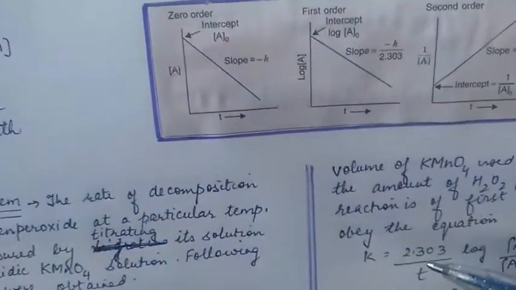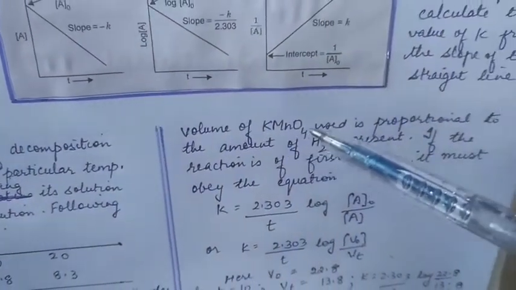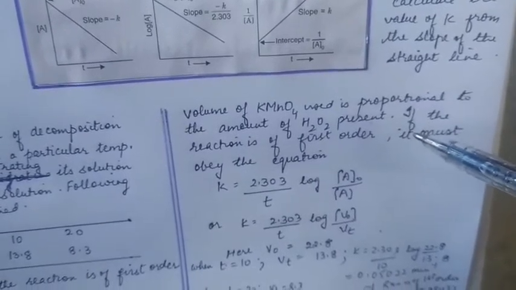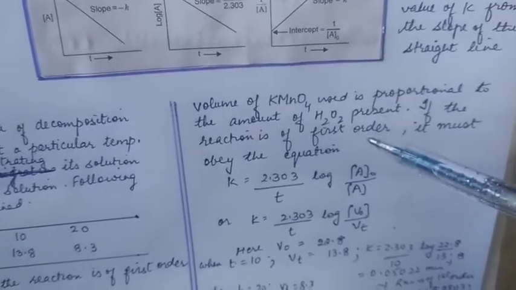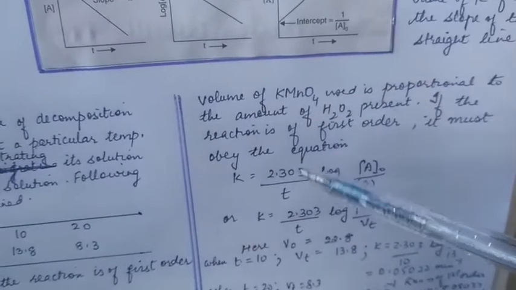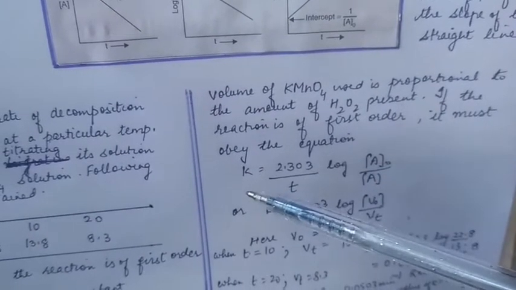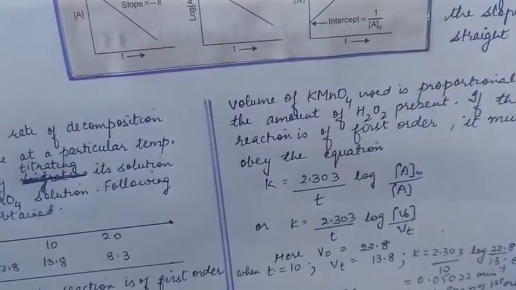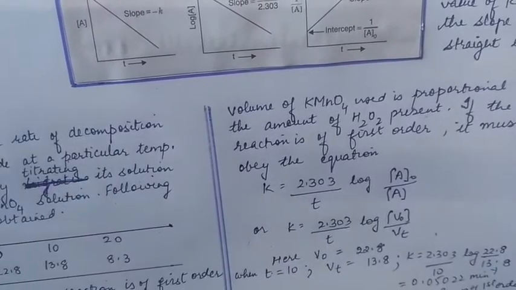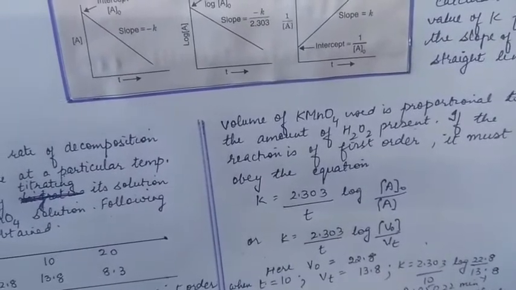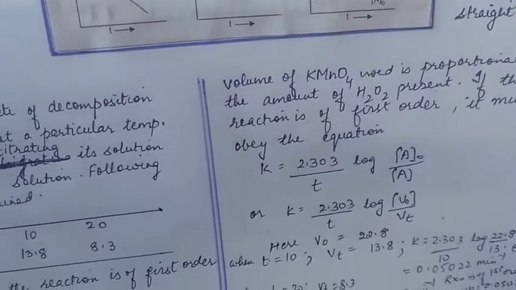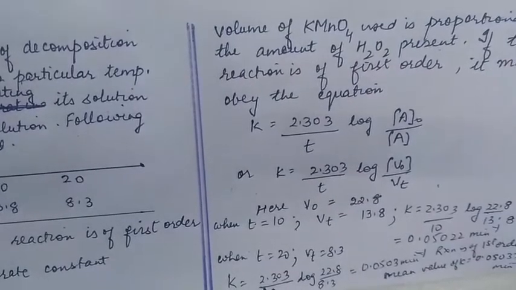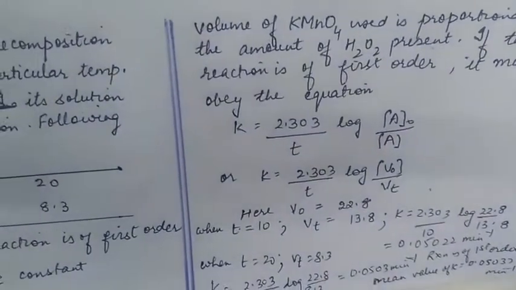The solution implies that the volume of KMnO4 used is proportional to the amount of hydrogen peroxide present, if the reaction is of first order. And if it is of first order, it must obey the equation k is equal to 2.303 upon t log A naught upon A. Because volume is given here, we can change the equation as k is equal to 2.303 upon t log of V naught upon Vt. Here V naught is the maximum amount of KMnO4 used, 22.8 milliliter.